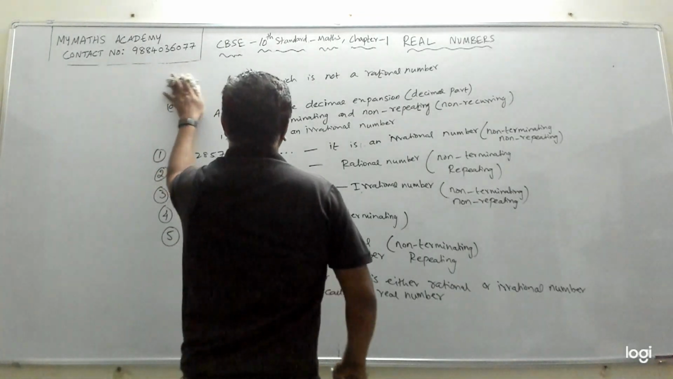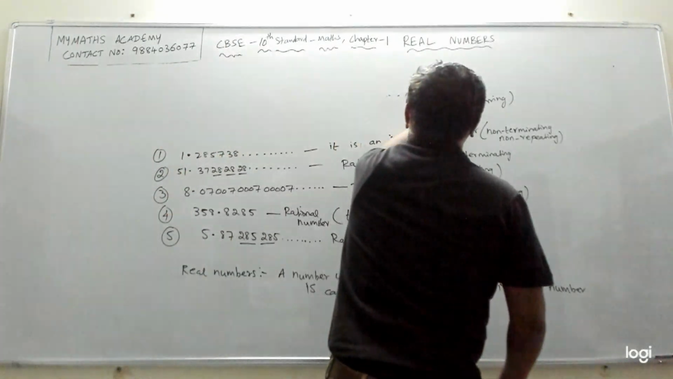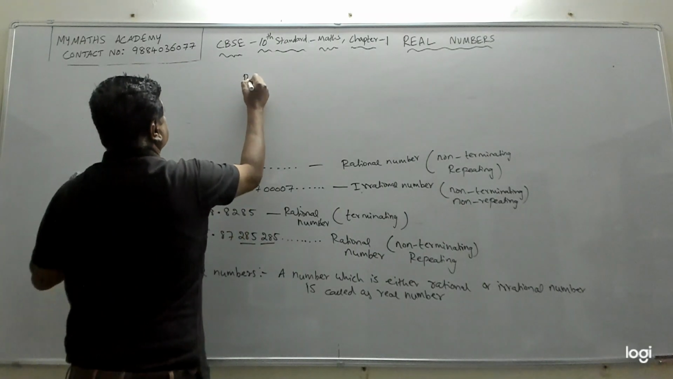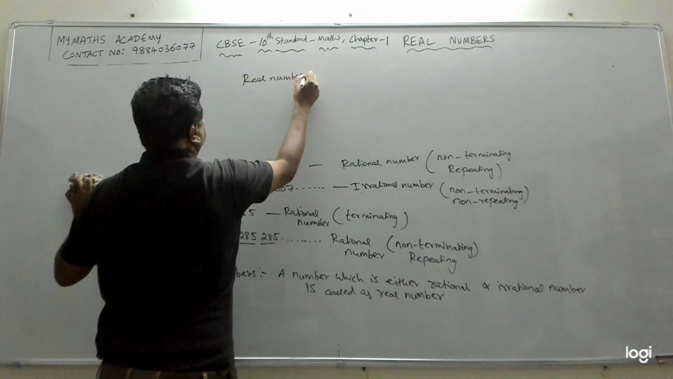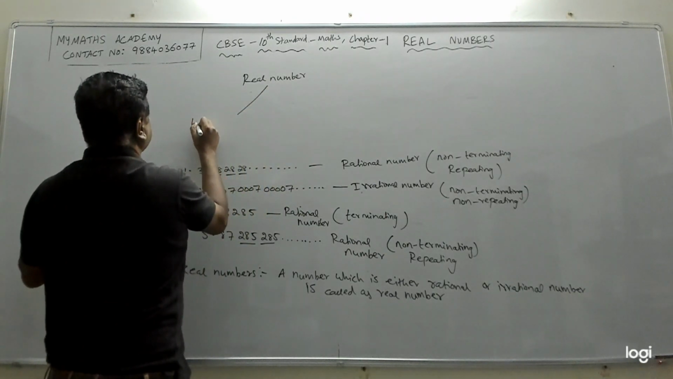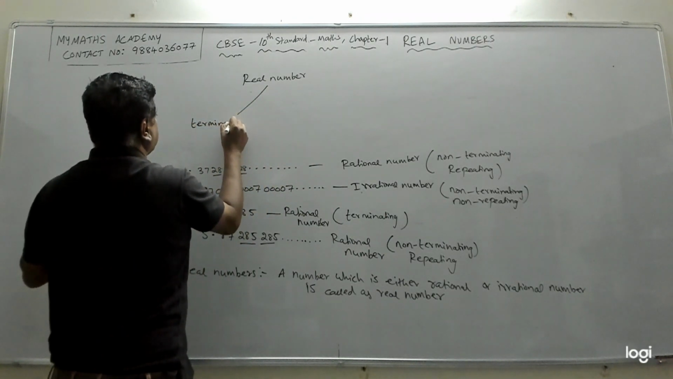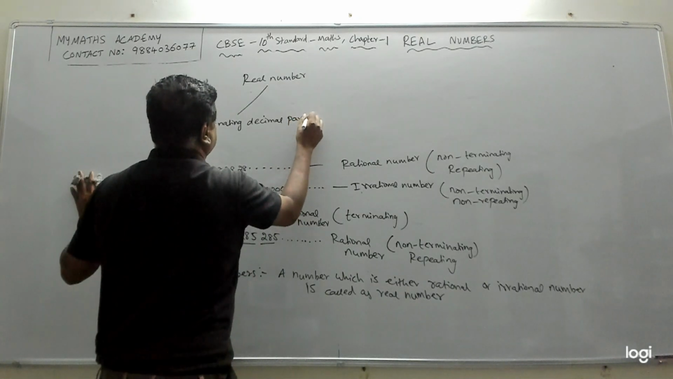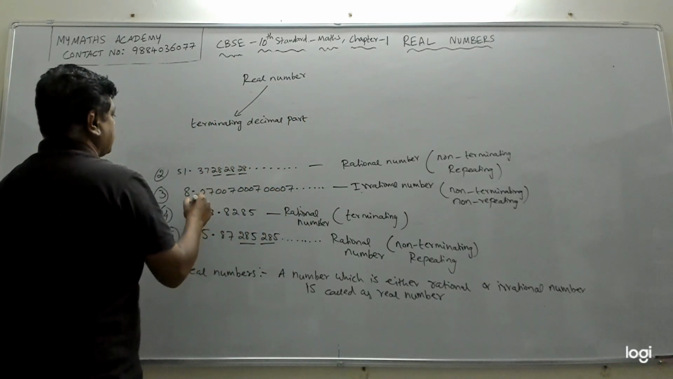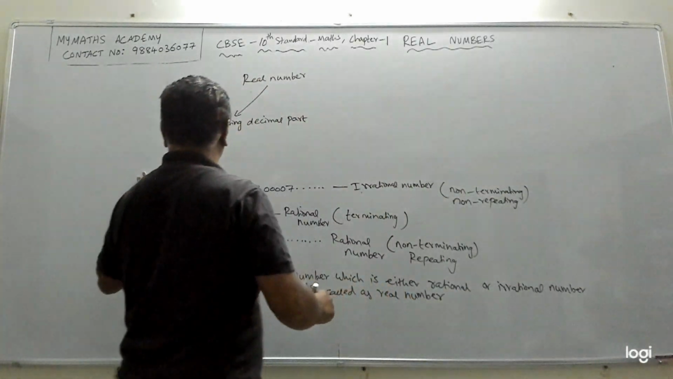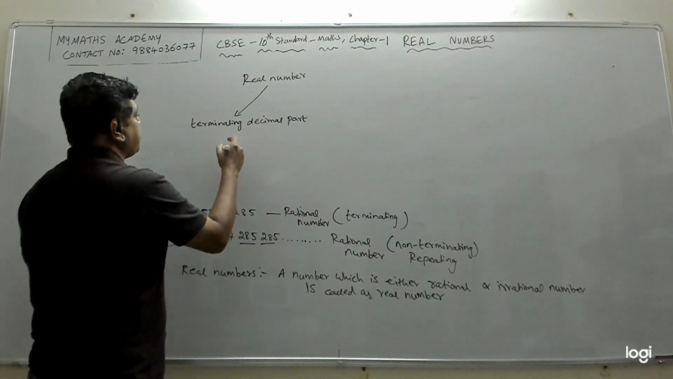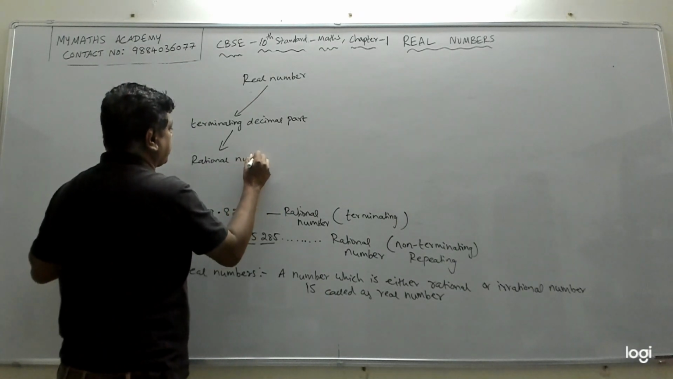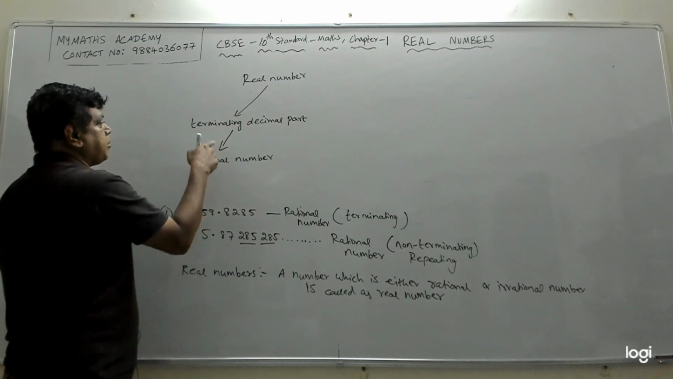Maybe I'll draw a tree diagram, some kind of diagrammatical representation, and then I will end this session. Suppose you have a real number. If it has a terminating decimal expansion, the moment the decimal part is terminating, you call it a rational number.